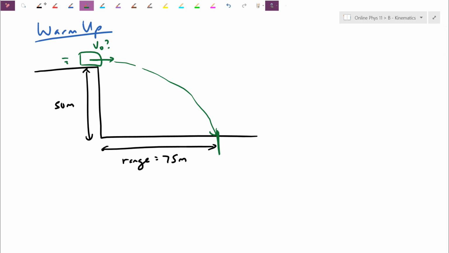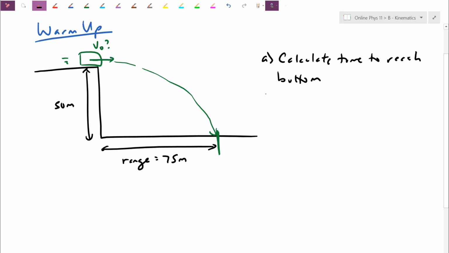So I'm going to give you part A, B, C. Again, don't get scared away when they give you these little parts. Actually use them as hints and say, oh, they want you to find A first, then do B, then do C. So first part, I want you to calculate the time to reach the bottom, the total flight time, the total time I'm in the air for.